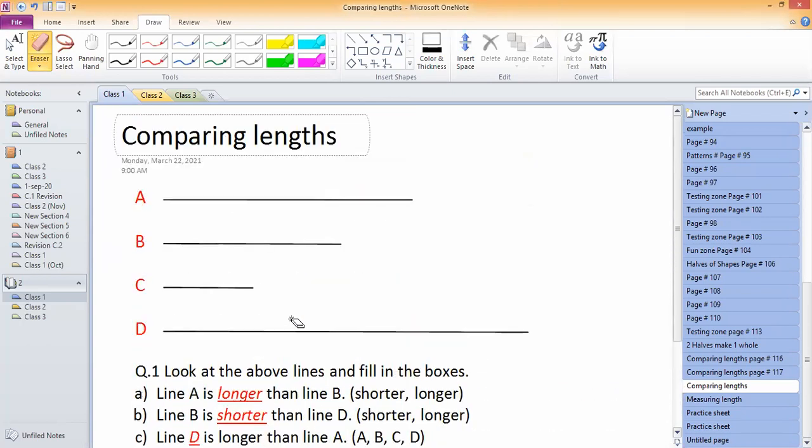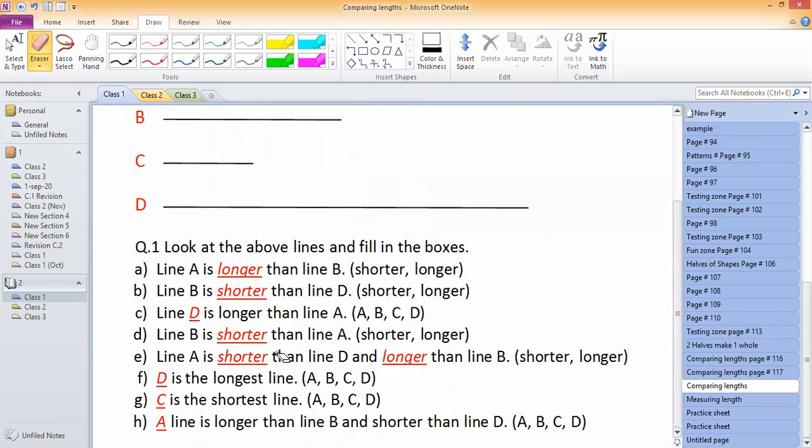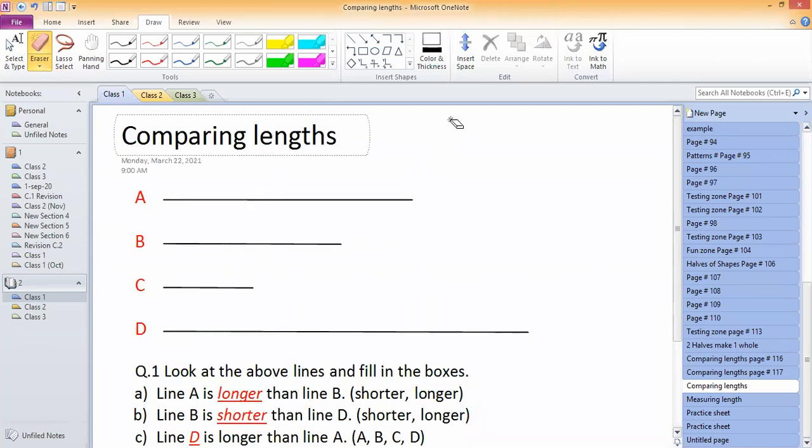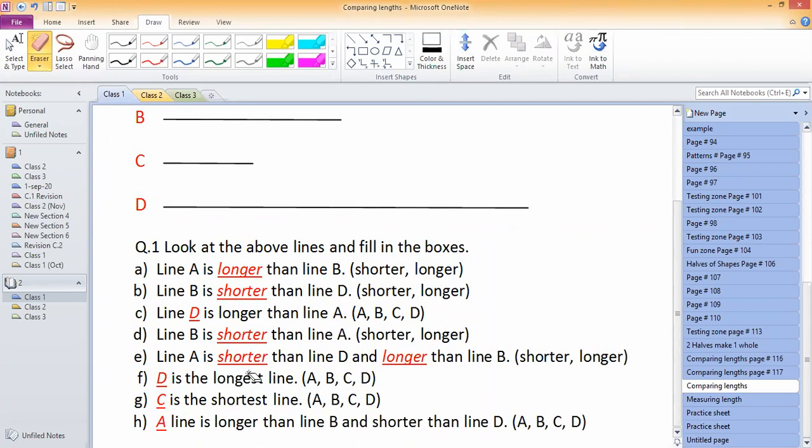Now you will compare line A with line B. A is longer than B and shorter than D. So line A is shorter than D and longer than line B. Now dash is the longest line. Longest means longer than all. A is longer than B and C but shorter than D, so A is not the longest. B is longer than C but not A and D, so B is also not the longest. But D is longer than C, B, and A, longer than all. So D is the longest line.